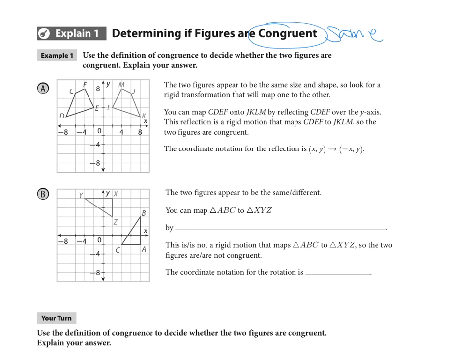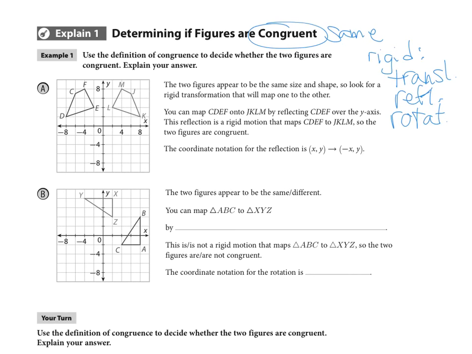Remember, rigid motion is the same thing as either a translation, that's the sliding, a reflection, that's the flipping, or a rotation. Those are the three types of rigid motion. If you can do one of those three things, or even a combination of them, and get one figure to land onto the other, then you know the two figures are congruent.